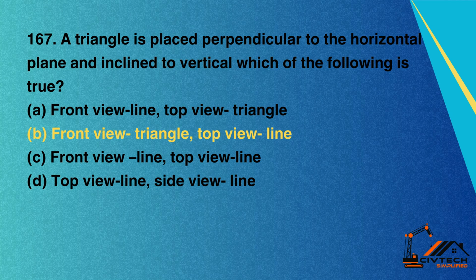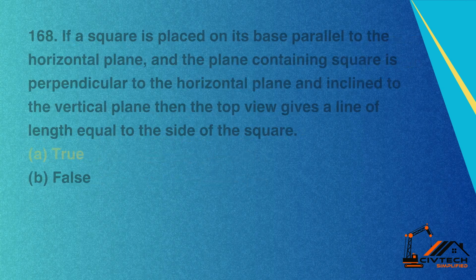167. A triangle is placed perpendicular to the horizontal plane and inclined to vertical. Which of the following is true? A. Front view line, top view triangle. B. Front view triangle, top view line. C. Front view line, top view line. D. Top view line, side view line. Correct option, B. Front view triangle, top view line.